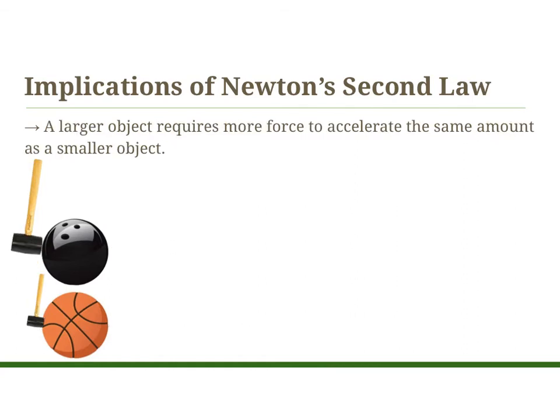And here I have the hammers, and the hammers are two different sizes, indicating the bigger one indicates a larger force, and the smaller one indicates a smaller force. So what that means is that if we hit the basketball and the bowling ball with different amounts of force to compensate for their mass differences, the bowling ball and the basketball will accelerate at the same rate. So here we have an instance where more force is being applied to the bigger object or the heavier object, and less force is being applied to the lighter object, so they both move forward at the same rate.